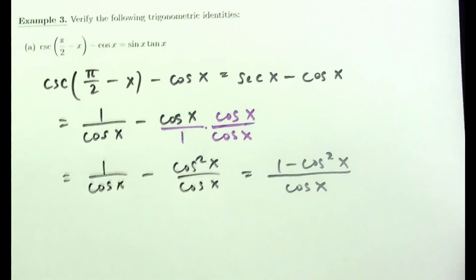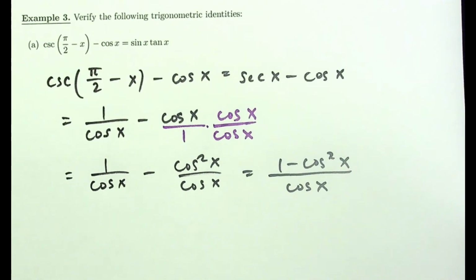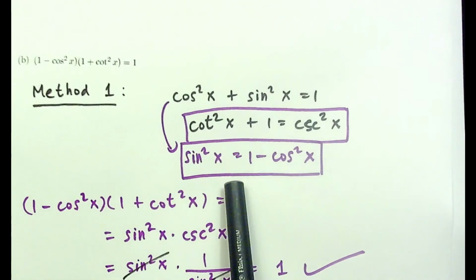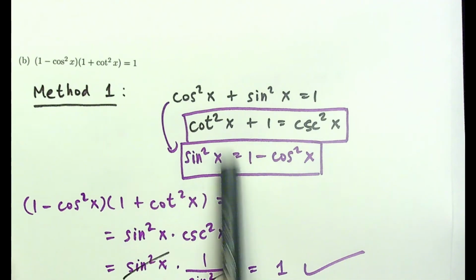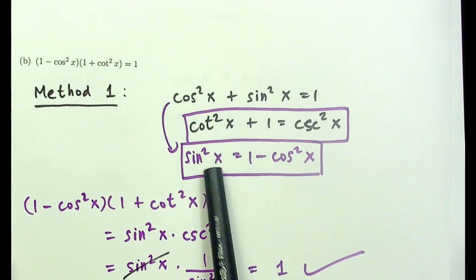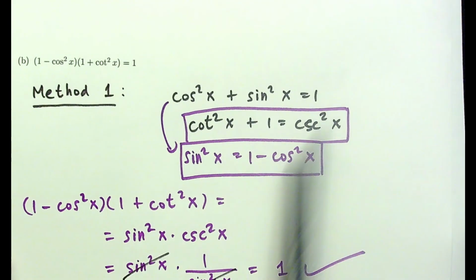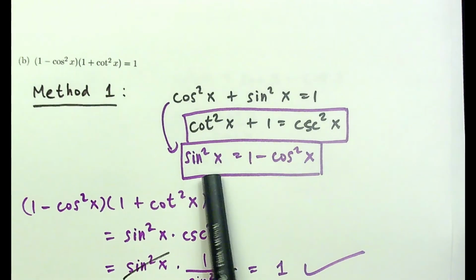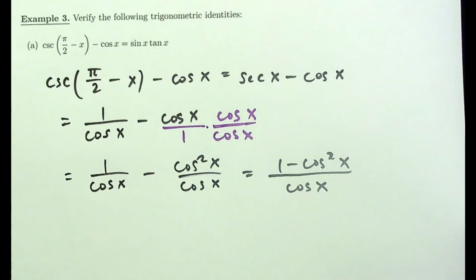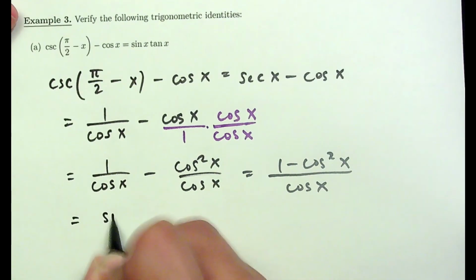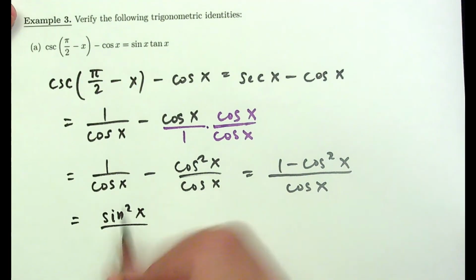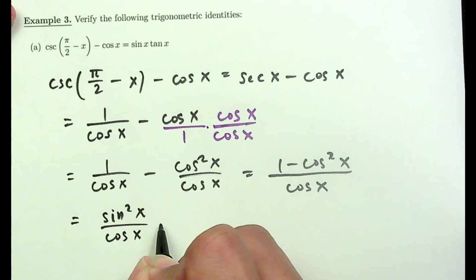Okay. And now 1 minus cosine squared should remind you of the Pythagorean identity. This one that we have used over and over. When you subtract cosine squared and move it to the other side, you get 1 minus cosine squared is sine squared. So this becomes sine squared over cosine of x.